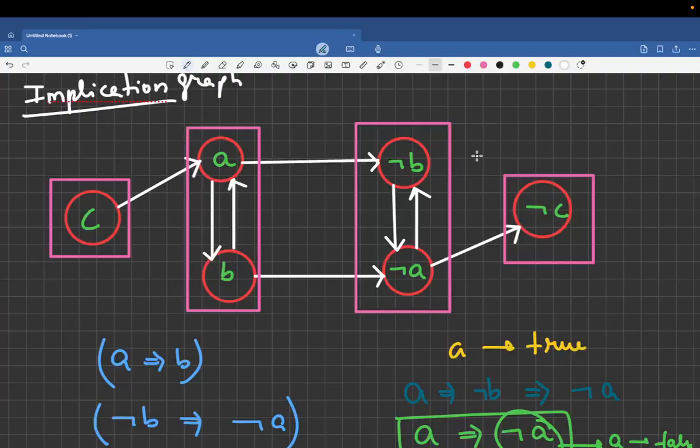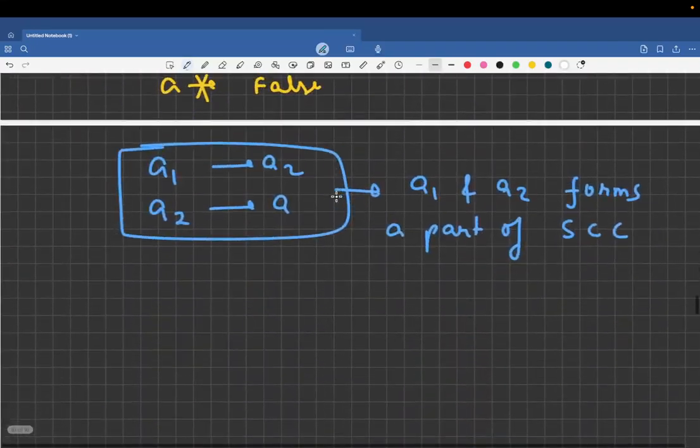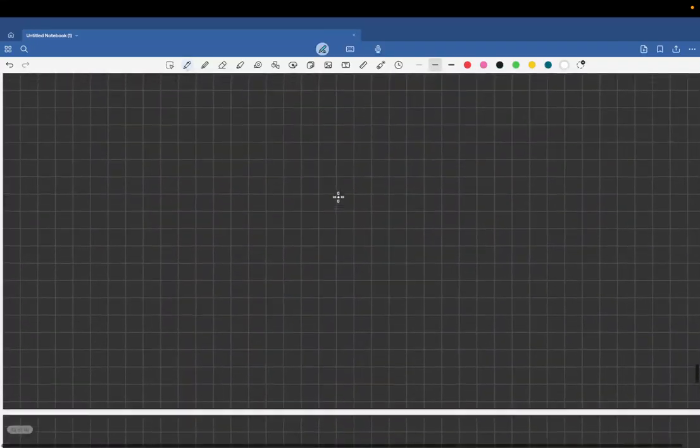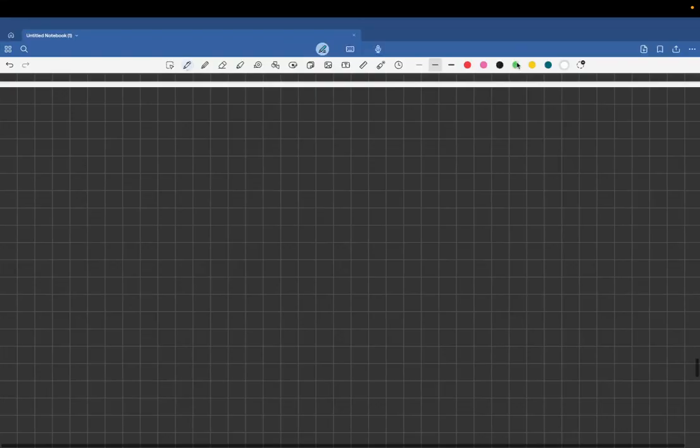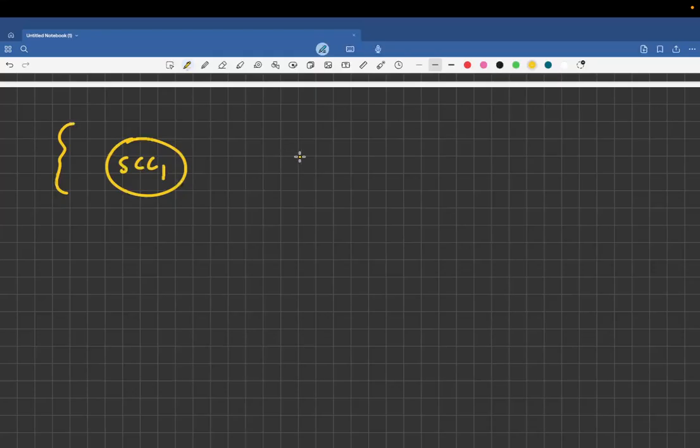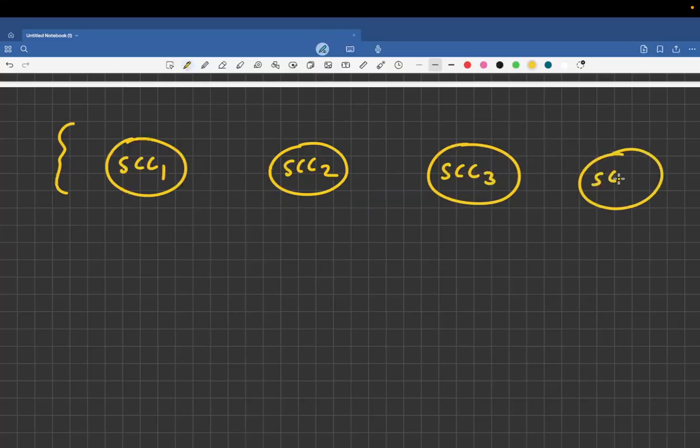Strongly connected components are ordered in the topologically sorted order. So let's suppose after strongly connected components, you get a vector of vector int of components, right? Let's suppose you got this thing: SCC1, strongly connected component 1, then SCC2, then SCC3, and then SCC4. Let's suppose you got these 4 components.